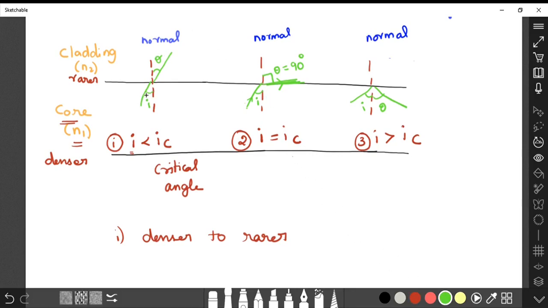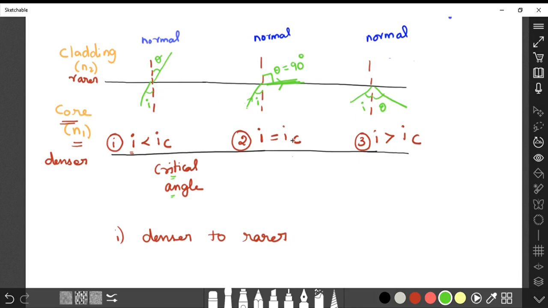If the I value is less than critical angle, then the angle of refraction takes place in the cladding medium. So theta is the angle of refraction. This is the first condition, I less than IC. Now we don't know what is critical angle, the second step we are going to understand. If the angle of incidence is less than critical angle, then the angle of refraction takes place in the cladding medium, represented by theta, right?